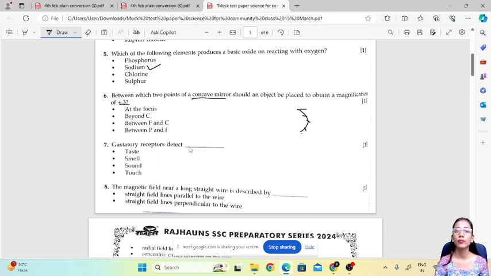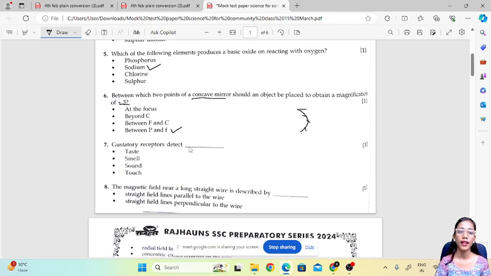Now we need to remember that in which cases, when the object is placed at which position, the image will be magnified. At the focus, no. Beyond C, no. Between F and C, no. It is between P and F. So the correct option is between P and F.